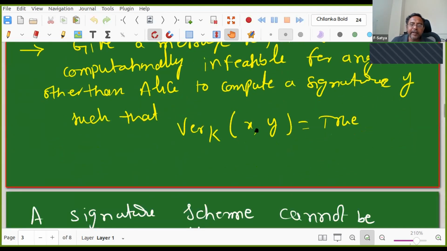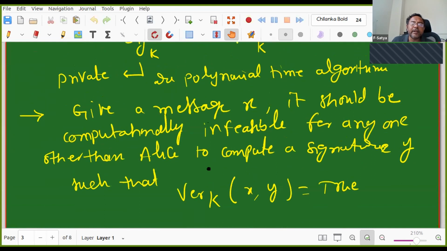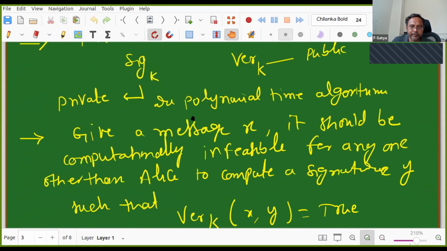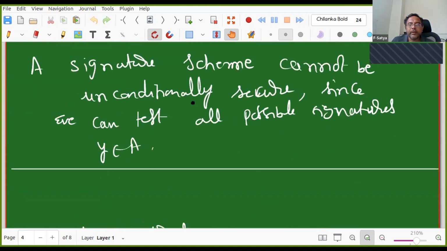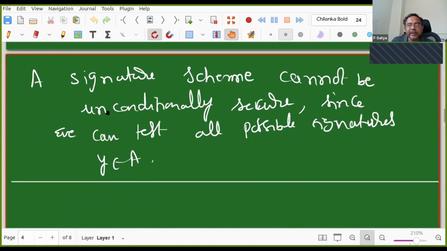See, it is a binary, though, but even then it is very difficult. We can use a different Y also, another signature, another Y, but still it is true. That is computationally infeasible. These are the main ingredients required. The signature scheme cannot be unconditionally secure, since Eve can test all possible signatures, right?